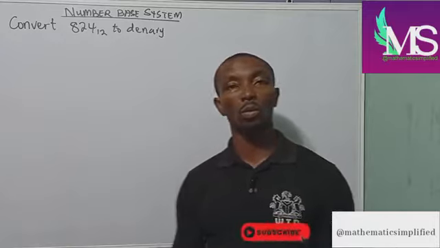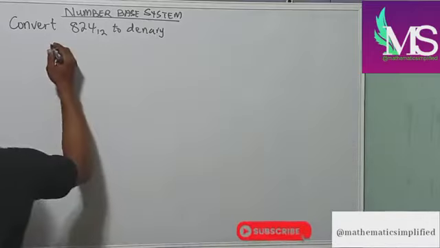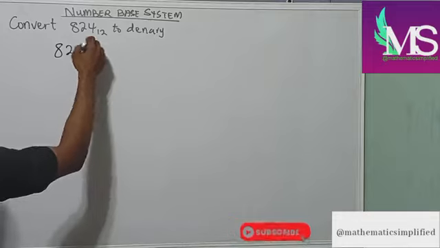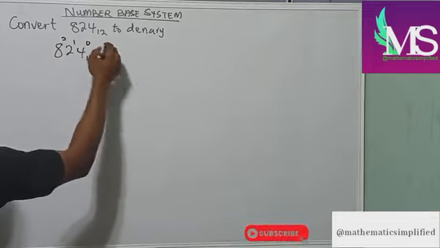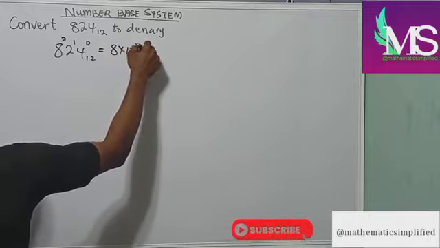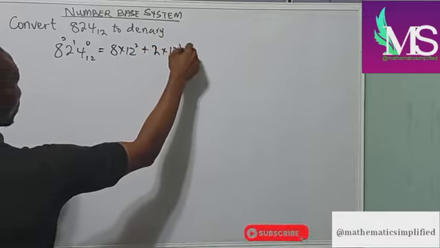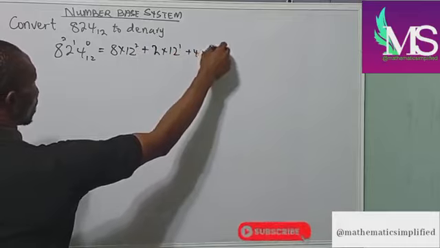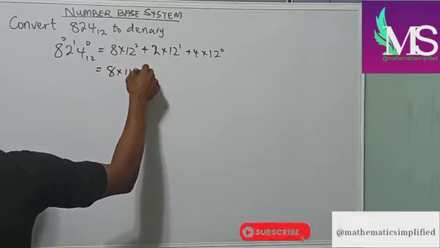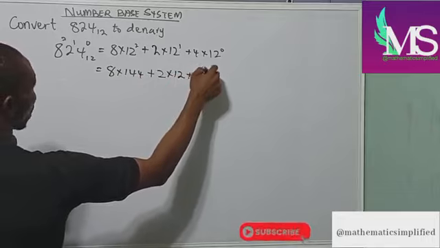Now, in doing this, we would use our expansion method. Using our expansion method, we have 824 base 12. This becomes 0, 1, 2. So this will be 8 times 12 raised to power 2 plus 2 times 12 raised to power 1 plus 4 times 12 raised to power 0. Now this will give us 8 times 144 plus 2 times 12 plus 4 times 1.